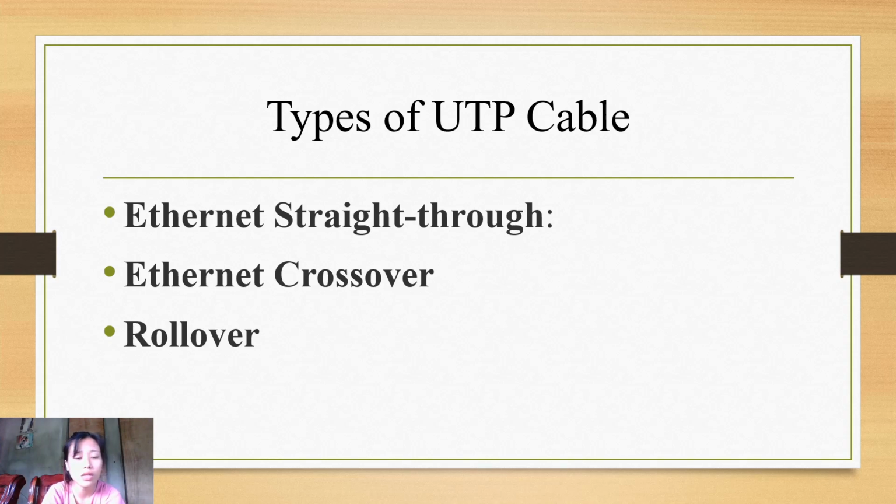The Ethernet straight-through is the most common type of networking cable. It is commonly used to interconnect a host to a switch and a switch to a router. The Ethernet crossover is a cable used to interconnect similar devices, for example, to connect a switch to a switch, a host to a host, or a router to a router. The rollover is a Cisco proprietary cable used to connect a workstation to a router or switch console.